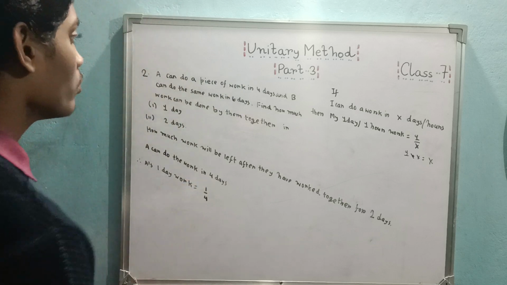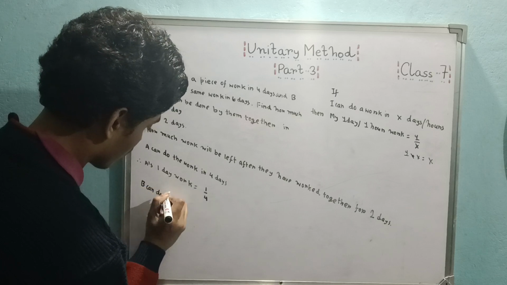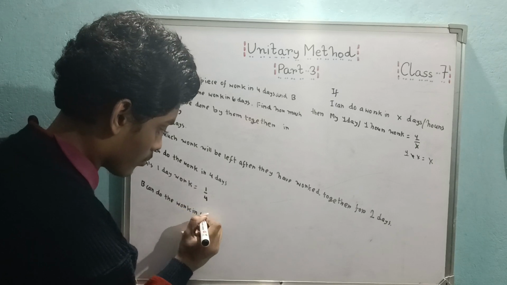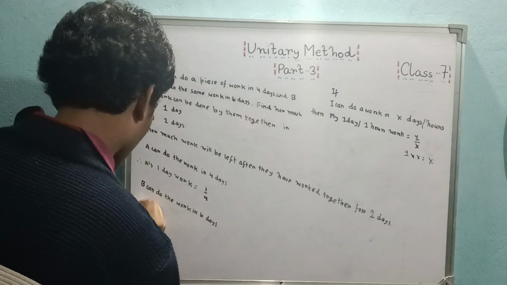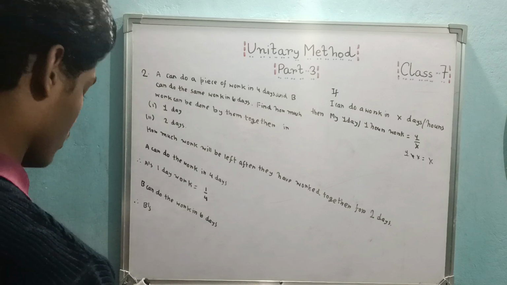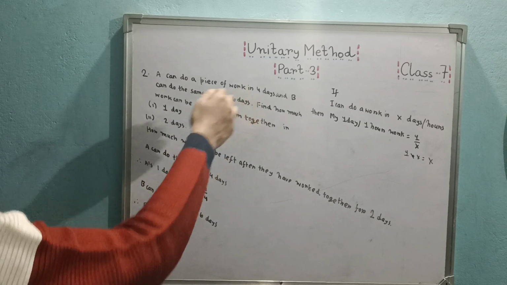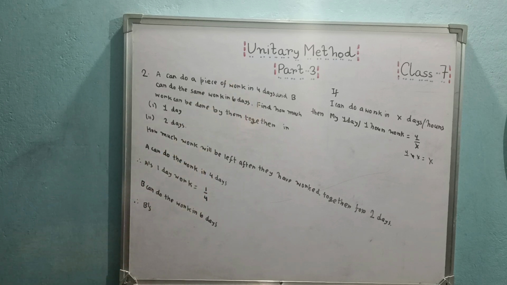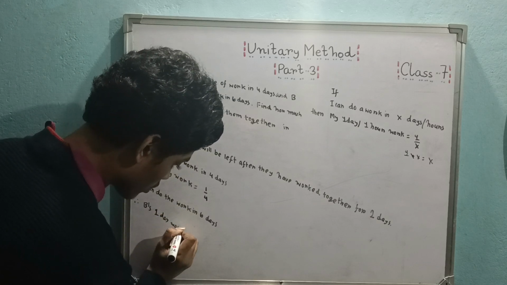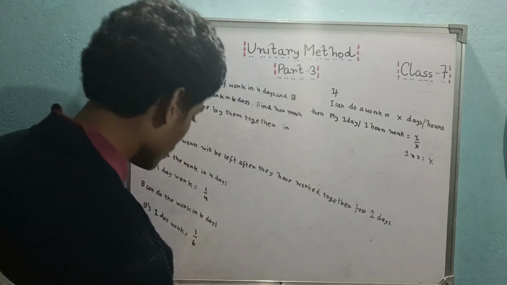Similarly, B can do the work in 6 days. This is compulsory for all of you, otherwise you can't solve the question. You have to find their 1 day or 1 hour work. Here days are given, so you find 1 day work. If hours are given, you find 1 hour work. Simple. So B's 1 day work equals 1 by 6. Okay, up to this it is okay.